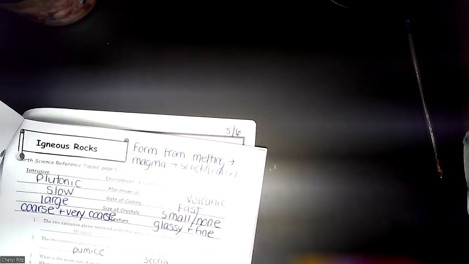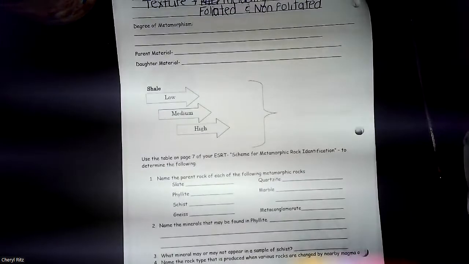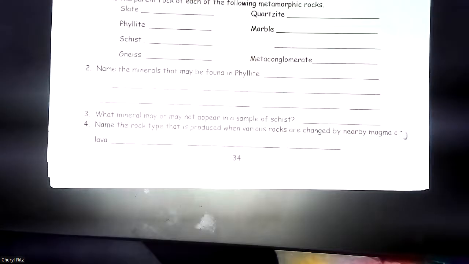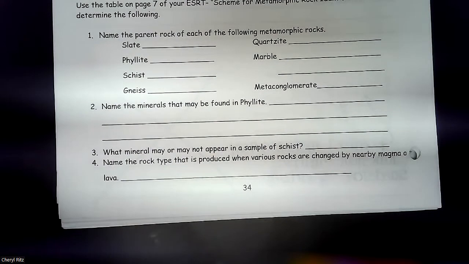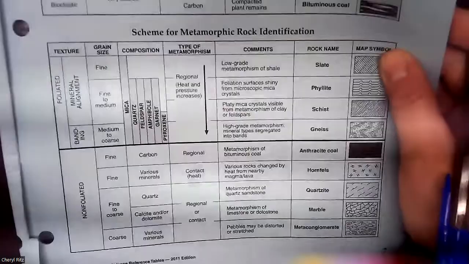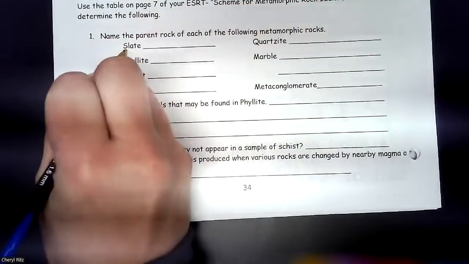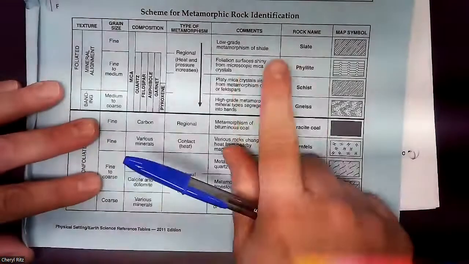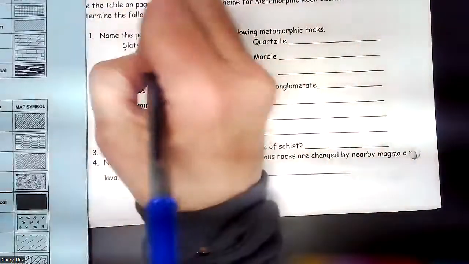So we're gonna start by going over the homework. Okay, guys, stay with me. We're gonna start by going over the homework, which was on page 34. And this was just asking, name the parent rock of the following metamorphic rocks. So quick review, where do we find the parent rock? In the comment section. So you go to your metamorphic rock. In this case, they gave you the metamorphic rock and you need to find the parent. So you go slate, you go over to the comments: low grade metamorphism of shale.